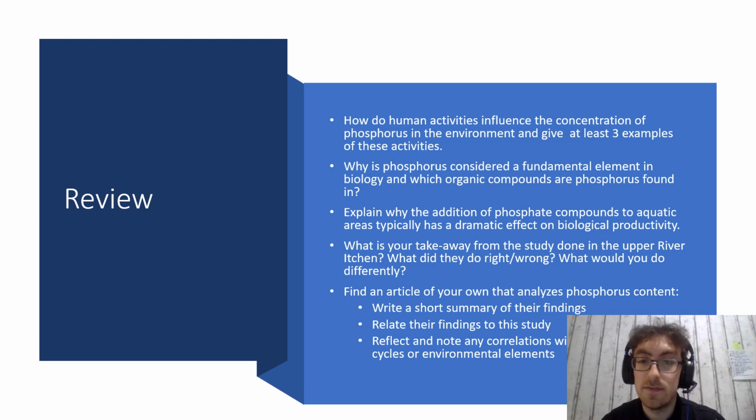What is your takeaway from the study done in the Upper River Itchen? What did they do right? What did they do wrong? What would you have done differently? And finally, write a short summary about an article you find that analyzes phosphorus content. Relate your findings to the study that we just went over, and reflect and note any correlations between different environmental elements and ecological cycles.